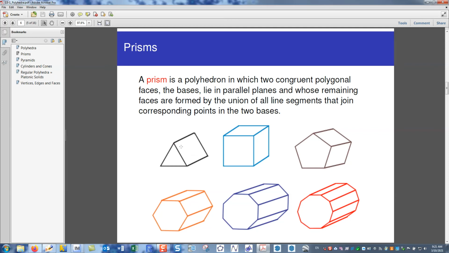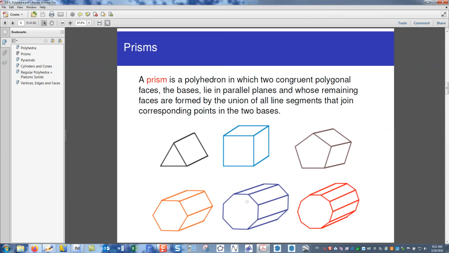So the idea is that if you have an equilateral triangle, and I repeat the equilateral triangle back here, and then connect all the vertices between these two congruent polygonal faces, then we get a triangular prism. The next one would be a square prism. In other words, we have two squares that lie in parallel planes, and we connect all of the vertices. And then here would be a pentagonal prism. So we have two pentagons that lie in parallel planes, vertices connected.